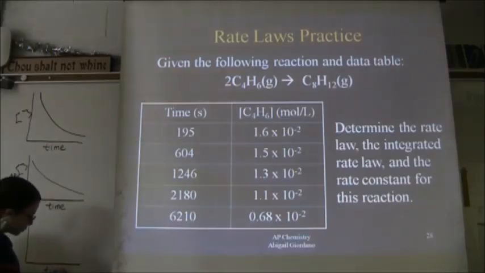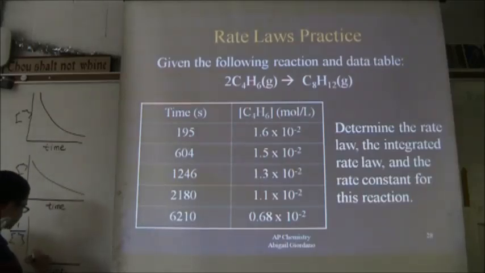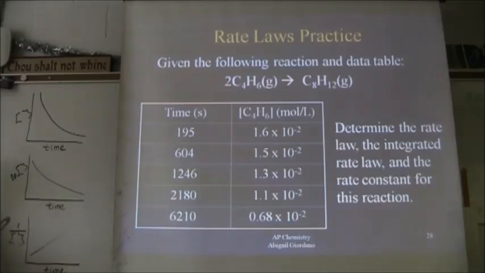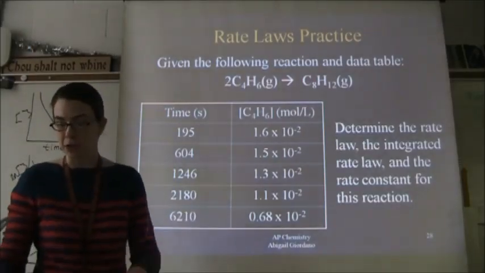Time would be on the x. What would be on the y? 1 over. Straight? Yes. So you say, okay, it's first, or excuse me, this graph is telling me this is second order data. Determine the rate law?